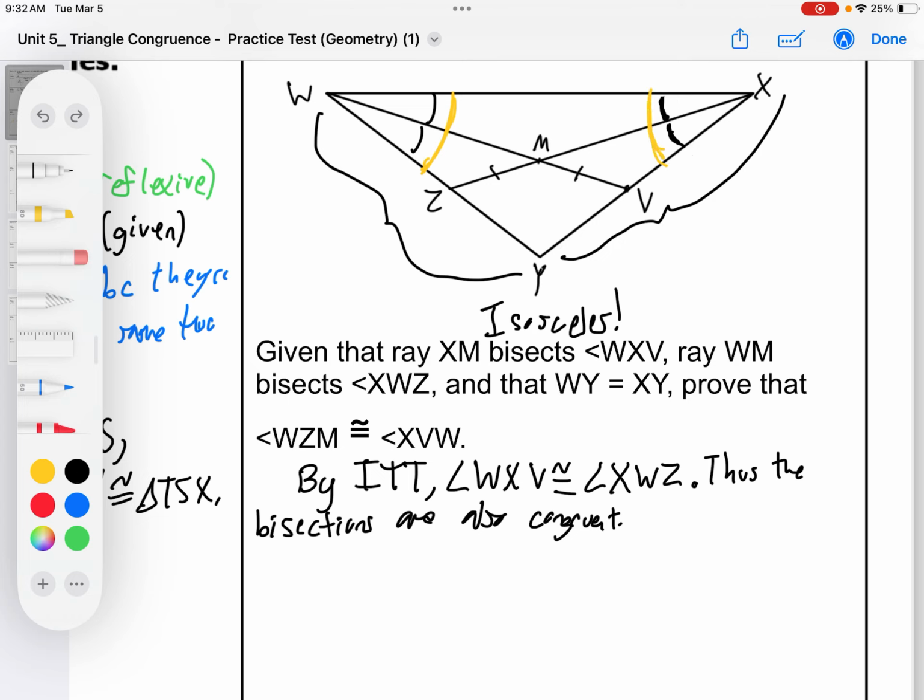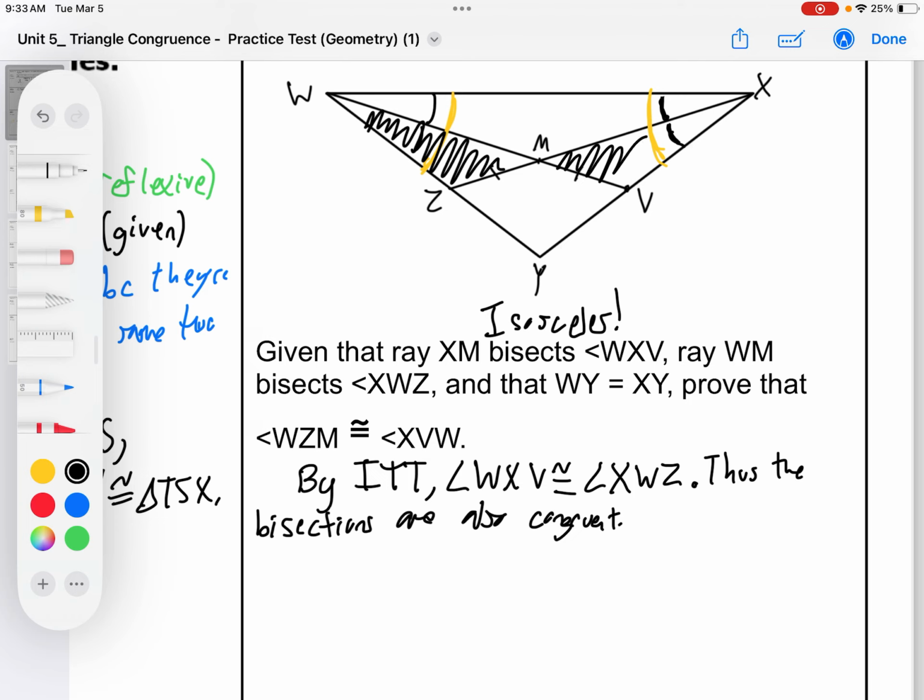All right, now we have just a little bit left to finish up. We actually want to prove that angle WZM, this angle, is congruent to this angle, XVW, which is that angle. If we want to show that those are congruent, what we really want to do is show that these triangles, this one and this one, are congruent. If we can show those triangles are congruent, then the angles inside them are going to be congruent. So let's do this one by one.